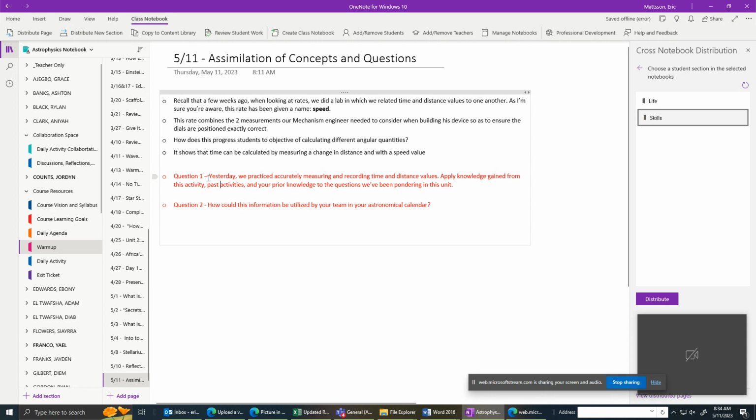So here are our two questions. Yesterday we practiced accurately measuring and recording time and distance values. So apply knowledge gained from this activity, past activities, and your prior knowledge to the questions we've been pondering in this unit. How could this information be utilized by your team in your astronomical calendar?